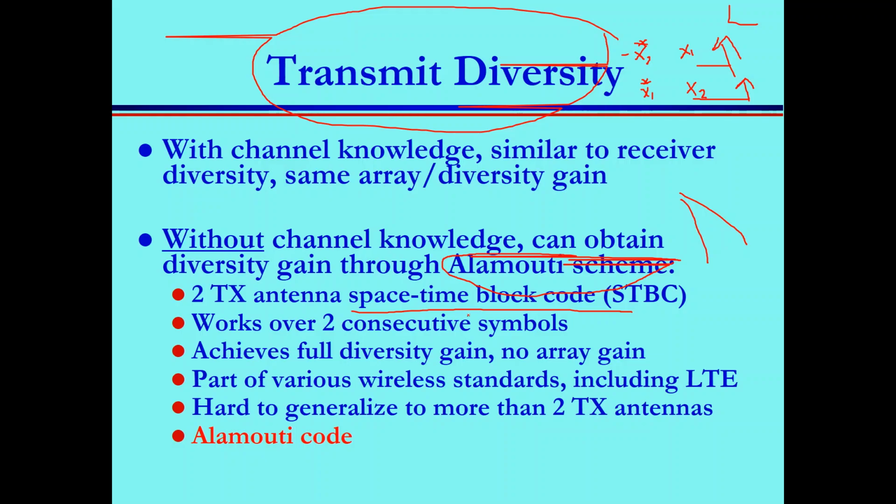For more than two antennas, you need a new design called space-time block coding. Why do we call them space-time? Because the antennas are in space and the symbols in time. You also have space-frequency, in the case of using OFDM. It works over two consecutive symbols, as I just explained here, achieves full diversity gain, no array gain. It is part of various wireless standards, including LTE. It's very hard to generalize to more than two antennas, but it's possible.